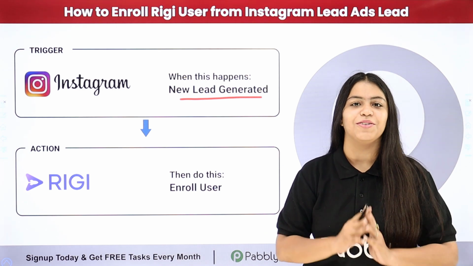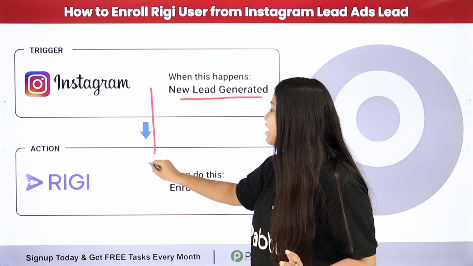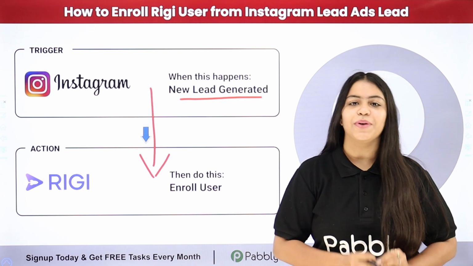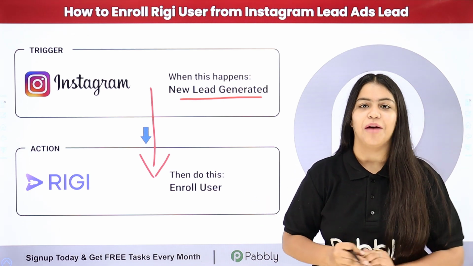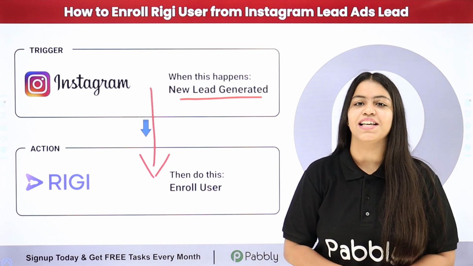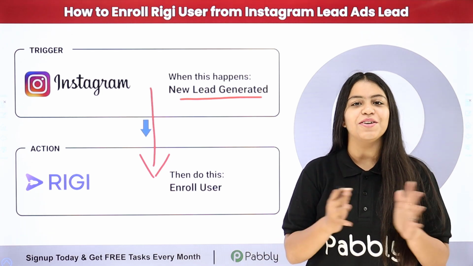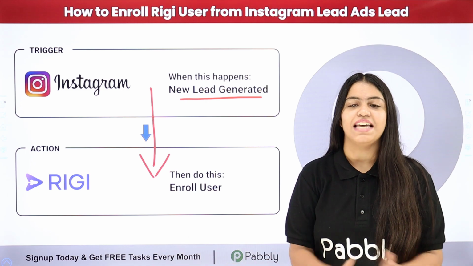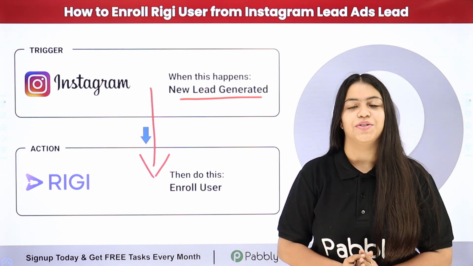So to do this, we are going to create a connection between Instagram lead ads and Rigi. To create this connection without knowing any programming or coding language, we are going to use Pabbly Connect. It is an amazing automation software. So do you also wish to learn this process step by step? Then let me take you to my computer screen.